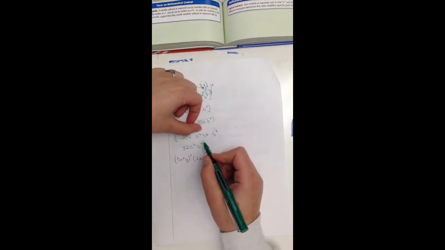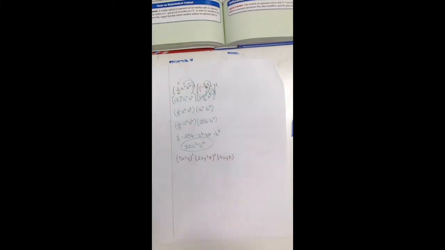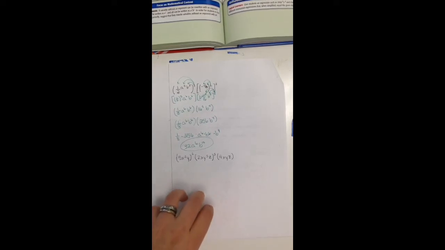A to the 6th is alone, so it just stays the same. And b to the 6th times b to the 4th, and remember I add them and I get b to the 10th. That's a lot to take in, so make sure you're paying attention to the different rules as you do them. I want you to go ahead and try the next 2 pages on your own.